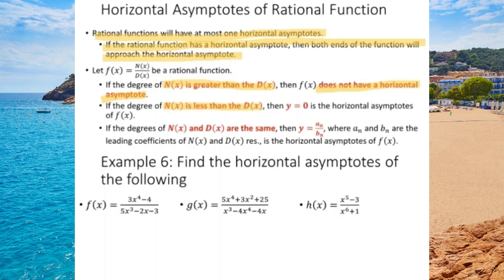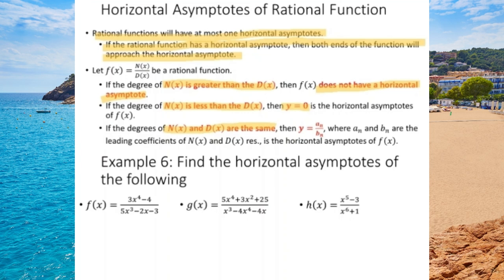On the other hand, if the degree of our numerator is less than the degree of the denominator, then our horizontal asymptote is going to be at y equals 0. The reason why this is the case is this time our denominator is the one that's growing much faster. And since our denominator is growing faster than our numerator, that's going to drive the value of our rational function closer and closer to 0. But what happens if our numerator and denominator have the same degree?